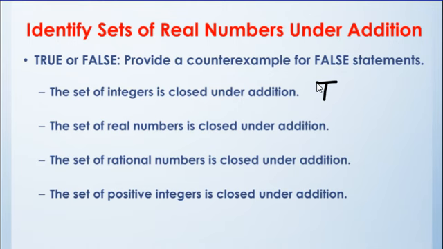The set of real numbers is closed under addition. So if you take any real numbers and add them together, you always get a real number. That is also true. The set of rational numbers is closed under addition. Take two rational numbers, add them together, you will always get a rational number. That is also true. And the set of positive integers is closed under addition. You take two positive integers, you add them, you always get a positive integer. That is true as well.